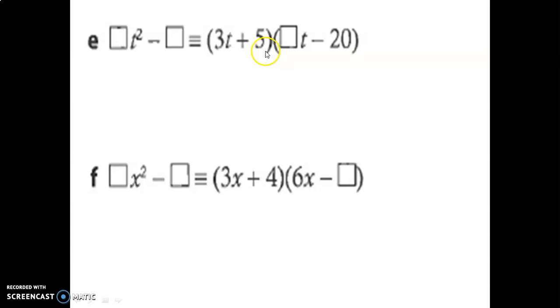So let's take a look. What do we know for sure here? Well, we know 5 times -20 is going to give us -100. So we know that value for sure. And then we know, okay, so question mark t squared minus 100 equals this.